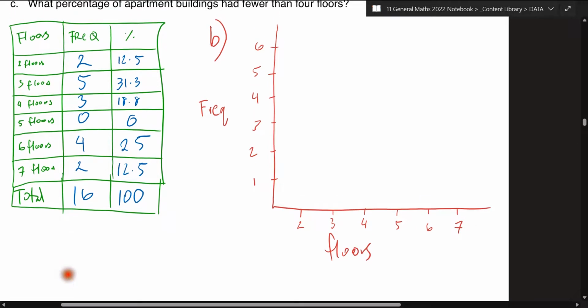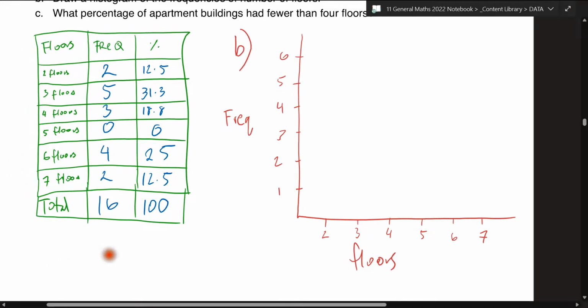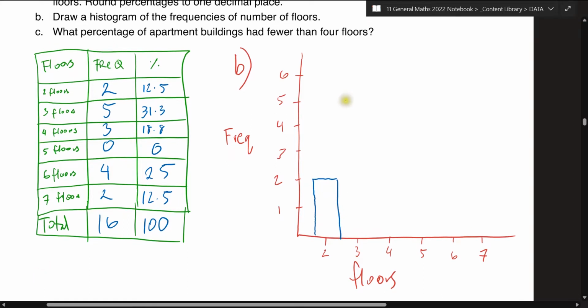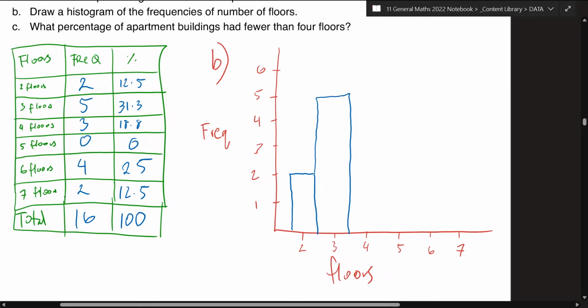All right. So now, when it comes to histograms, one thing you have to remember is that when it asks you to draw a histogram, you can't have gaps between the bars. The bars have to be together, okay? So for example here, for 2 floors, our bar will go up to 2 here. Okay, for 3 floors, our bar will go up to 5, so 5 is here. And then for 4 floors, we've got 3. So it'll go up to the 3 bar.